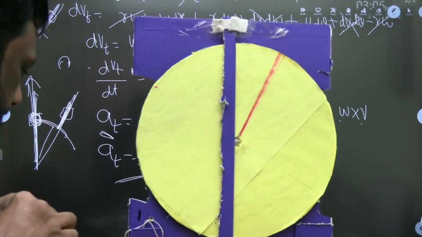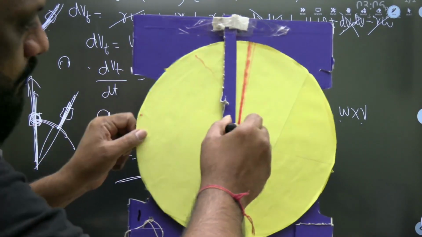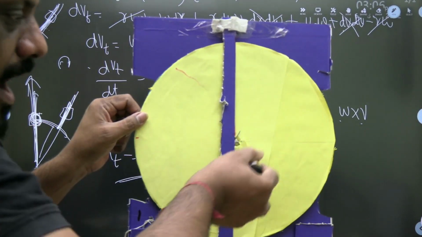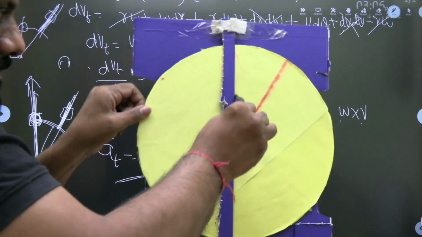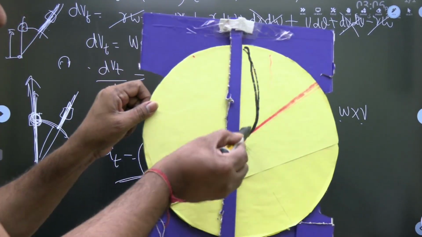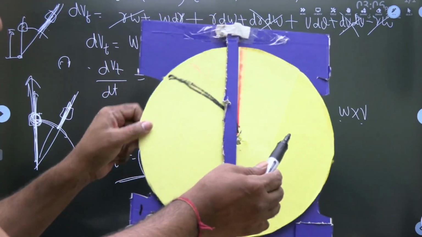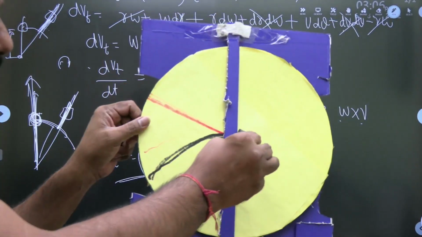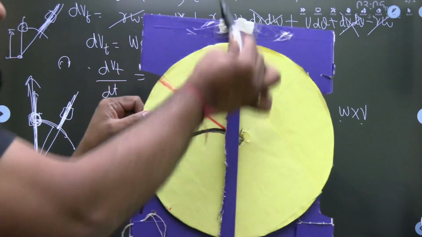I'll take a different color so that you can visualize. Now I'm just sliding this, and this is rotating. Oh, see this Coriolis. The deflection is due to this Coriolis acceleration. Let me highlight, my dear students. Look, now this is rotating, and this is sliding.